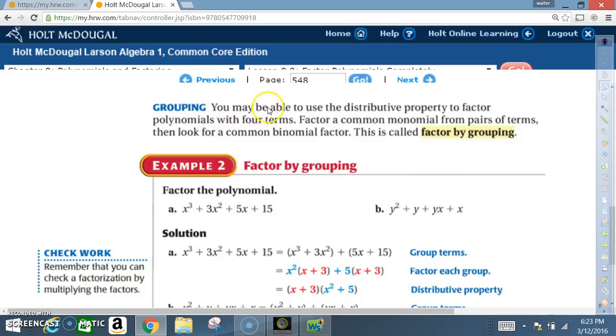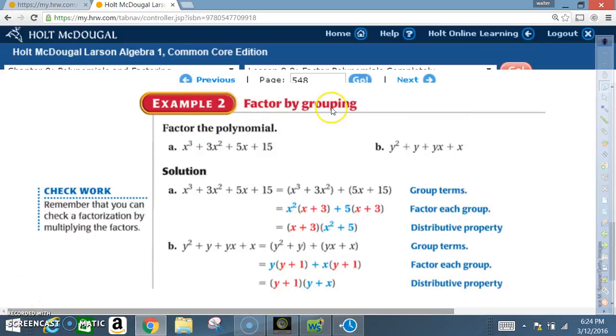Grouping. You may be able to use the distributive property to factor polynomials with 4 terms. Factor a common factor from pairs of terms, then look at a common binomial factor. This is called factoring by grouping. Example 2, factor by grouping.